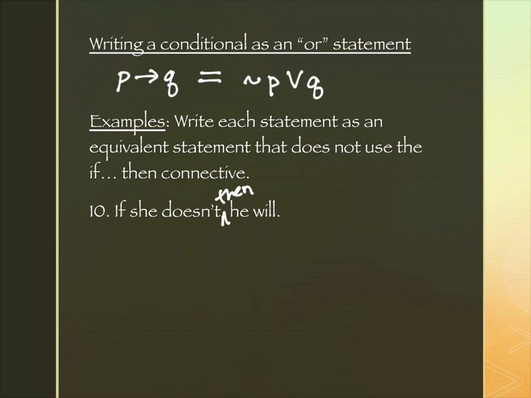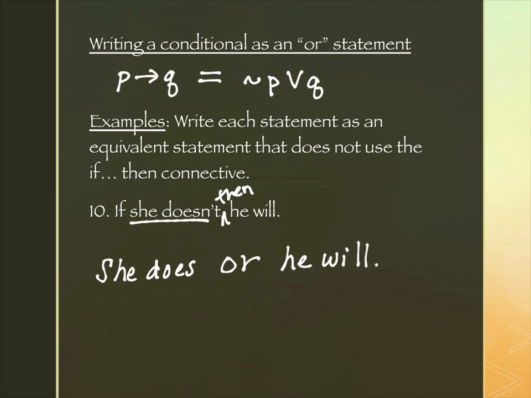All right, so we're going to negate the first piece. The first piece says she doesn't. What's the negation of she doesn't? She does. What will I put next? Or, and then I need to leave the second piece the same. He will. She does or he will. And that means the same thing. If she doesn't, he will. Well, she either did, and so there's no need, or he did. One of the two happened in that case.